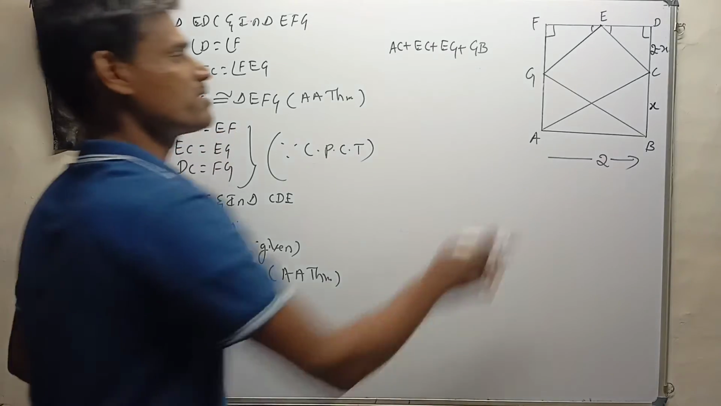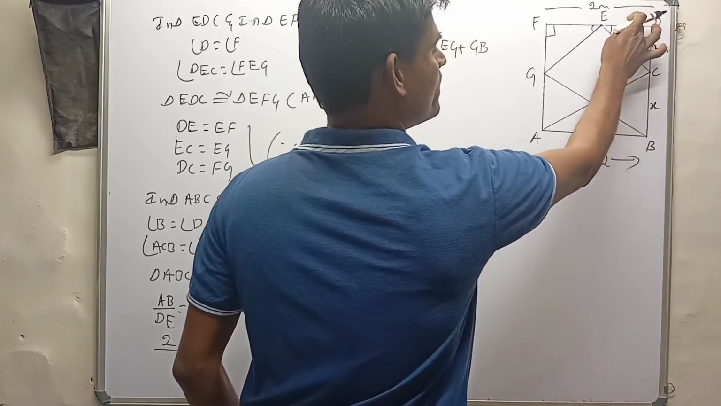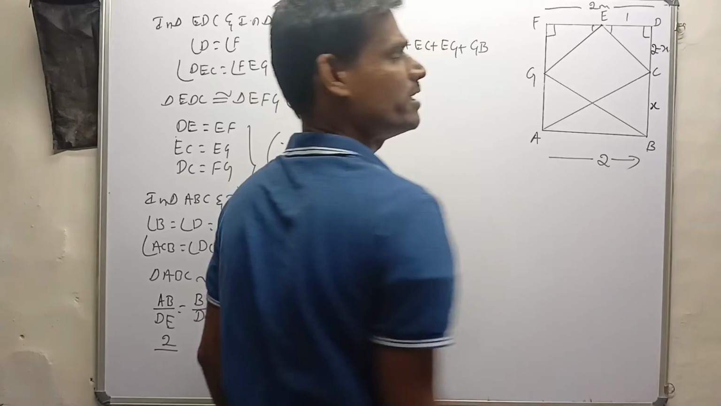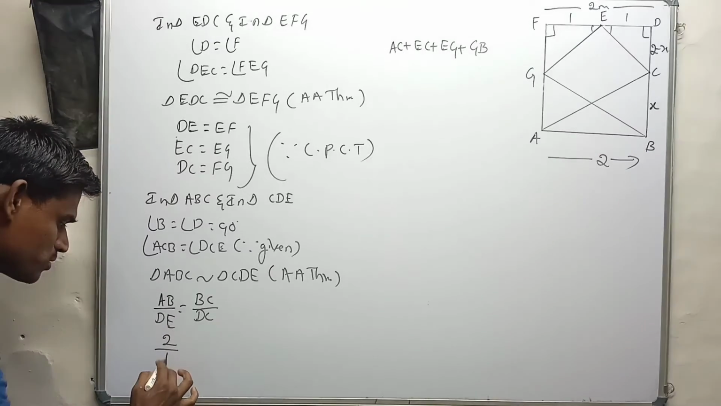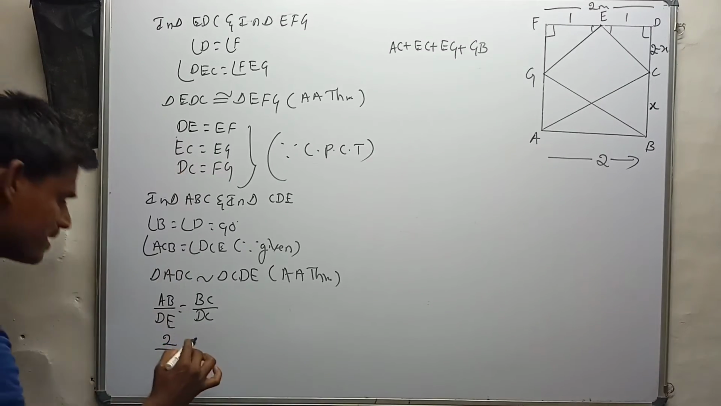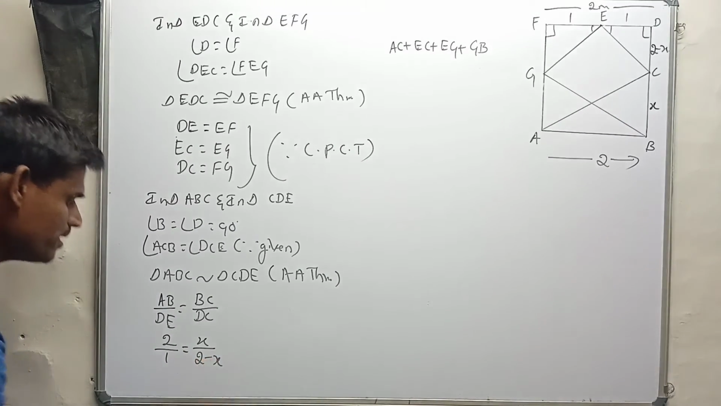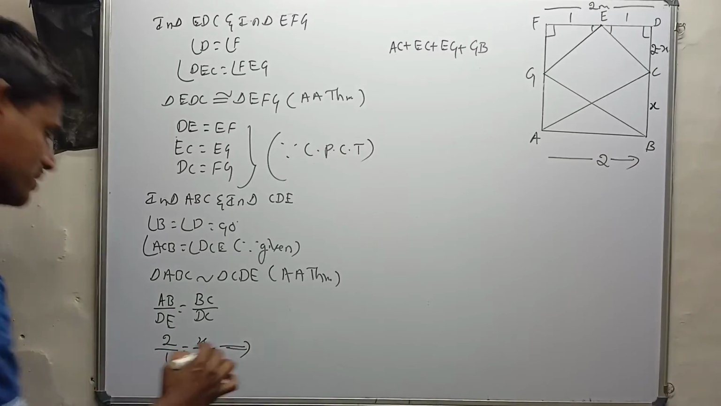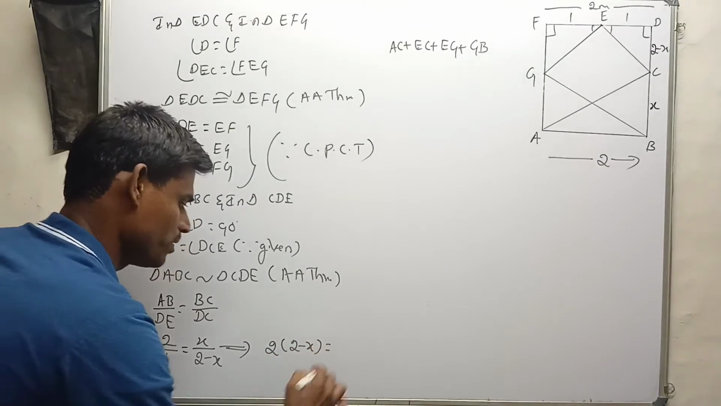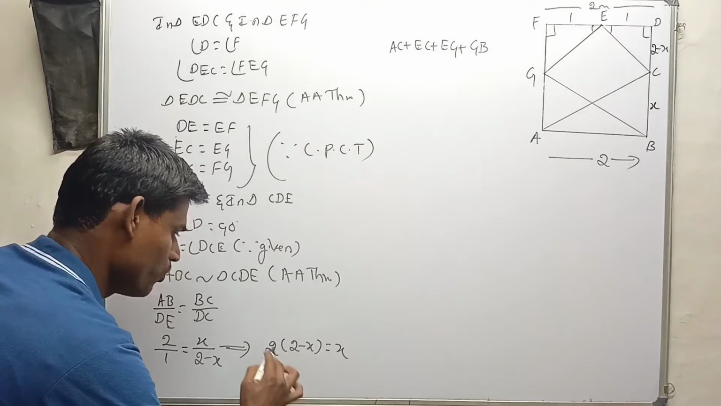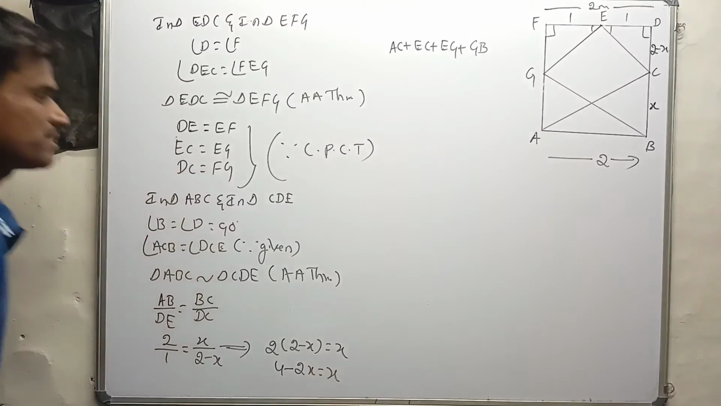DE is equal to EF. Since DE is equal to EF, and the entire length of DF is 2 meters, DE and EF are equal to each other, so the length of DE is equal to 1 meter. Then the length of EF is also 1 meter. So 2 divided by 1 is equal to BC, which is x, divided by DC, which is 2 minus x. Then by simplifying this, we can write 2 into 2 minus x is equal to x. 2 into 2 we get 4, 2 into x we get minus 2x, equals x.